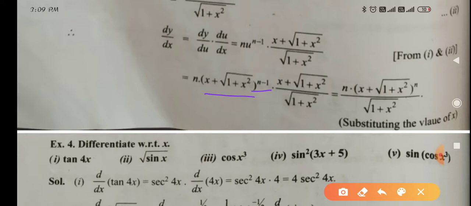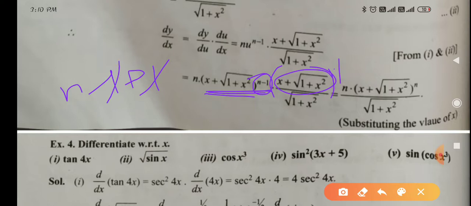Now you can see this one has power 1, x plus under root 1 plus x square, and this one has power n minus 1. These powers will be added because the bases are the same. So this will become n minus 1 plus 1 power. This one cancelled. It will become (x plus under root 1 plus x square) to the power n. So this is the final answer.